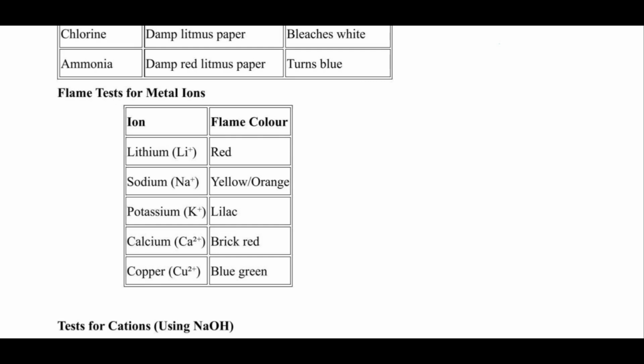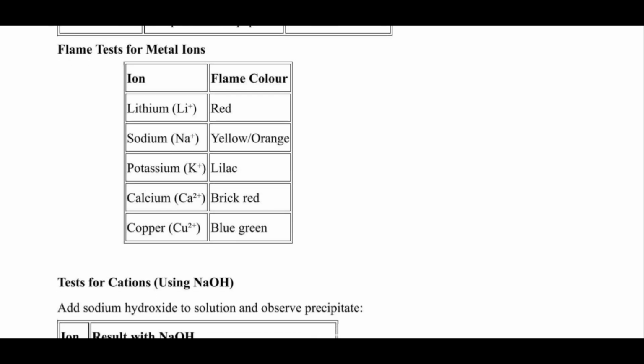Last time I also saw the lithium option, which was red. So these are the three common ones. But you have to remember calcium and copper also. Calcium flame is brick red, whereas copper is blue-green, okay? So in the exam, you have to remember the flame colors also. These are the five flame colors you must memorize so that you don't lose your marks.